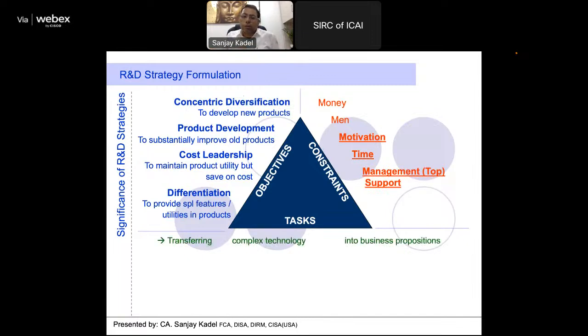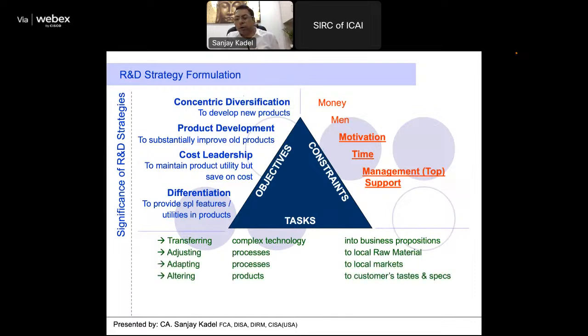What are the tasks? The task is to transfer complex technology into business propositions. When you are doing research and development, what activities do you have to ensure? You have to transfer the complex technology which you used for research and development into business propositions, that is, commercially viable. Then adjusting the processes to local raw materials, adapting the processes to local markets, altering the products to customer taste and specifications, and then providing a basis for innovation.